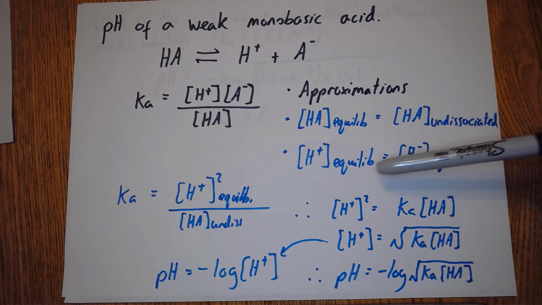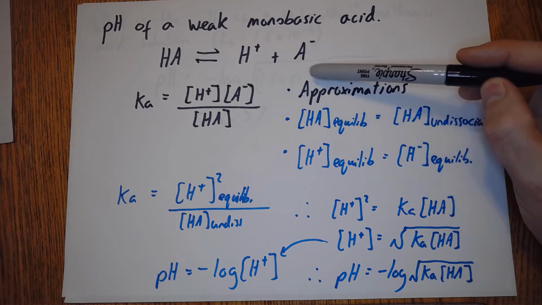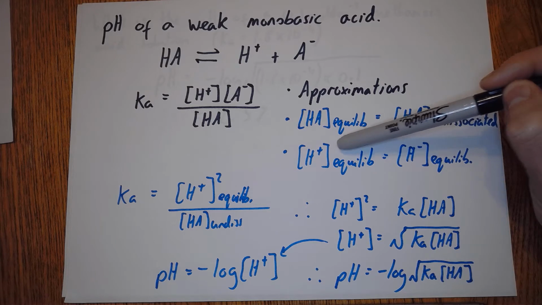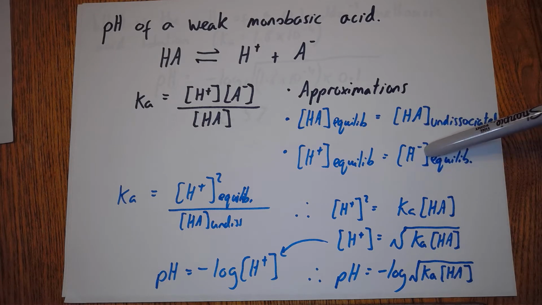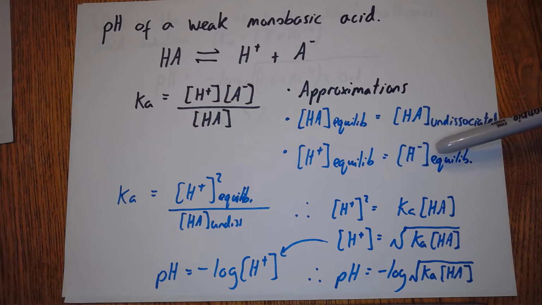Also, what we can assume is that for every one H plus made, you make one A minus. So at equilibrium, the concentration of H plus equals the concentration of A minus. Now that's kind of ignoring what was happening with the water in solution. But again, the difference would be so small mathematically, it's not worth looking at.